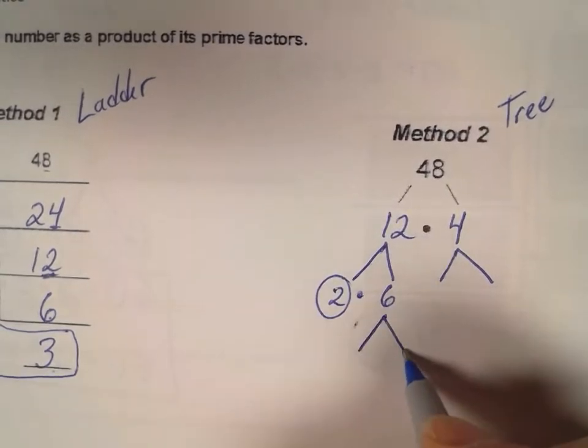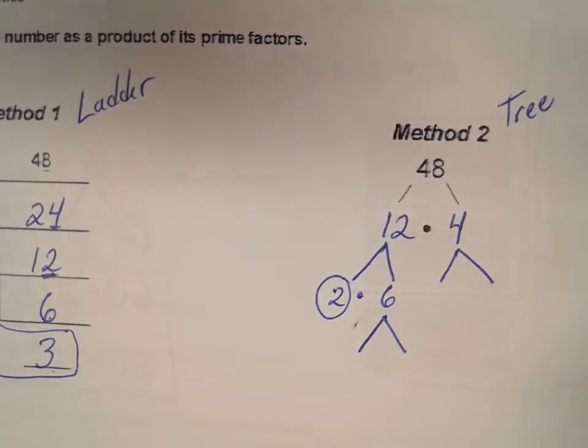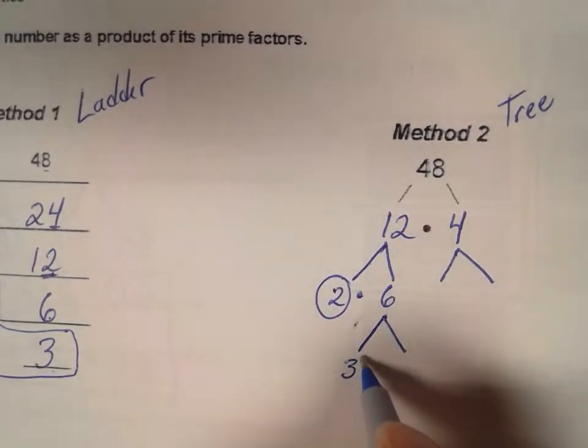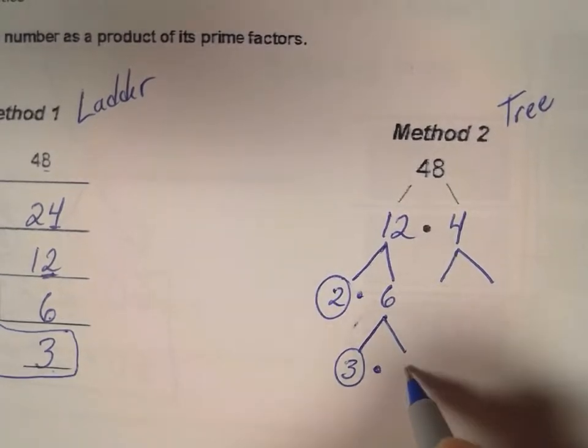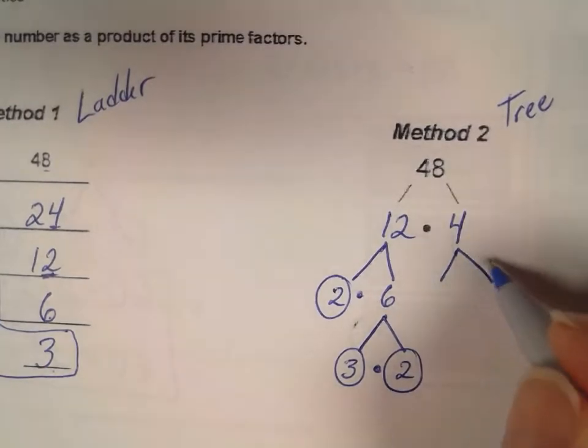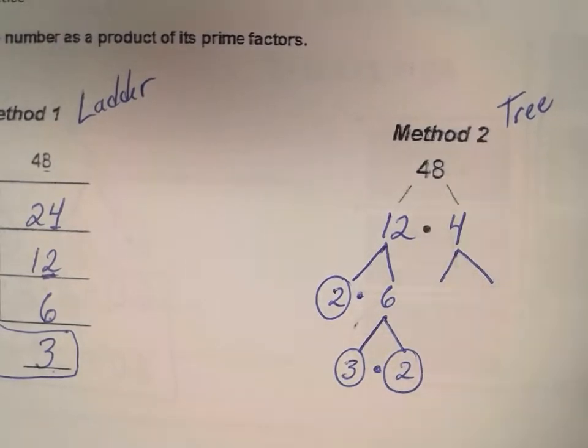6 is not. I need to break this down some more. So what factors will work for 6? Oh, I know. 3 goes into 6, and 3 is prime, so this is good. And 3 times 2 will work. Is 2 prime or composite? Prime, circle it. We have to do the same thing with this 4. Make sure you go back and finish all of your branches. You have to make some leaves before you're done.